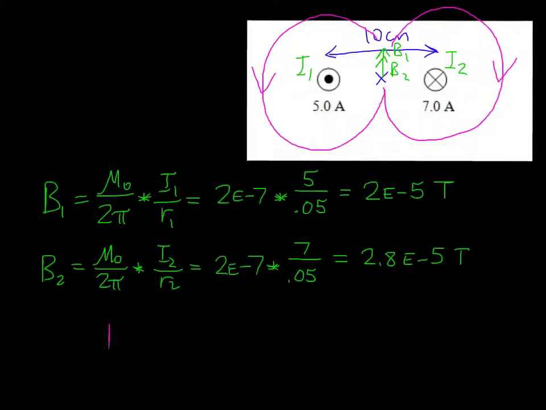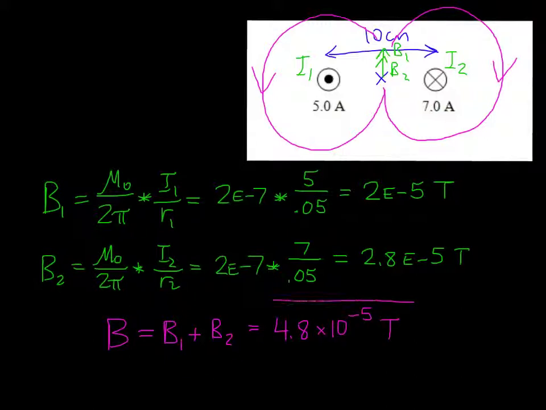So the total magnetic field is equal to the sum of those two magnetic fields, which gives 4.8 times 10 to the negative 5 Tesla. And don't forget to include the direction on there, which is upward. And to be more specific, you should say upward toward the top of the page.